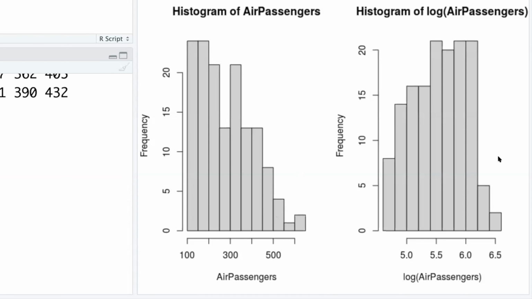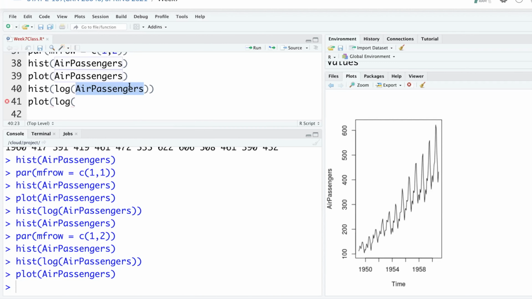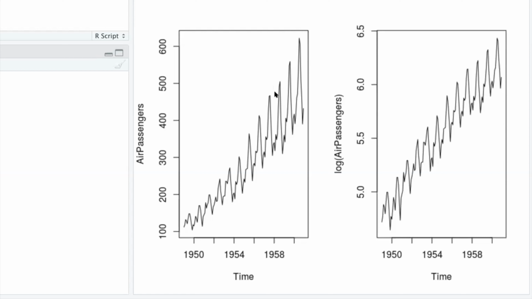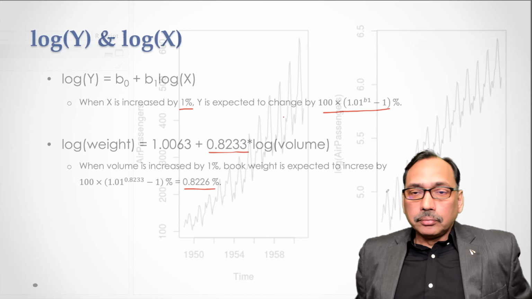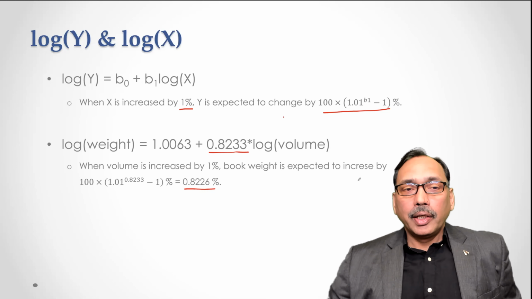This one is without log and this one is with log. So you can see the situation improves a lot by taking log in this example. And similarly, you can see for the plot. Compared to the first one, the variability becomes more uniform across the years. So I gave you a few different examples.